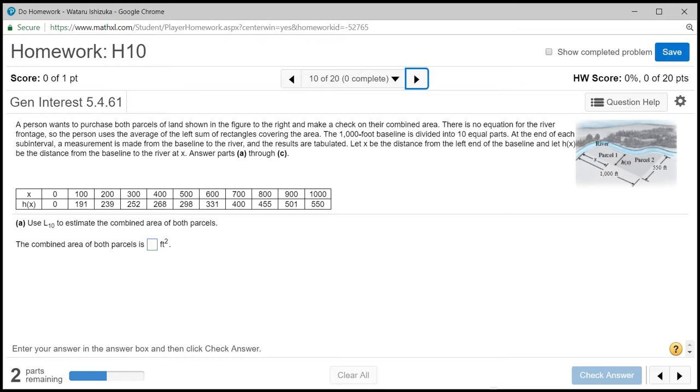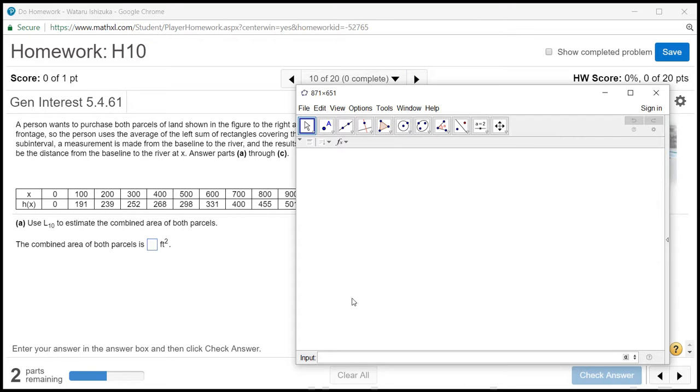I'm going to use GeoGebra so I don't have to do it by hand. In this case, it looks like a measurement is taken every 100 feet, so delta x is going to be 100. I'm just going to multiply by 100. Then this is a left sum, so we're going to use the left endpoint to determine the height. We start with zero, so the first height is zero.